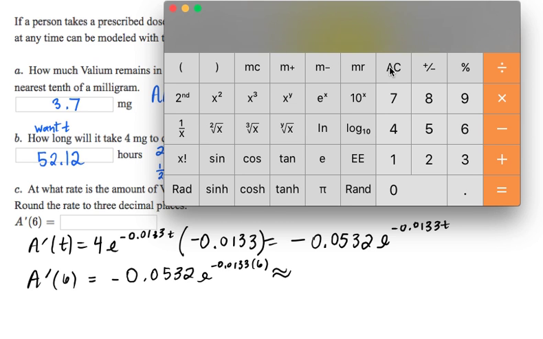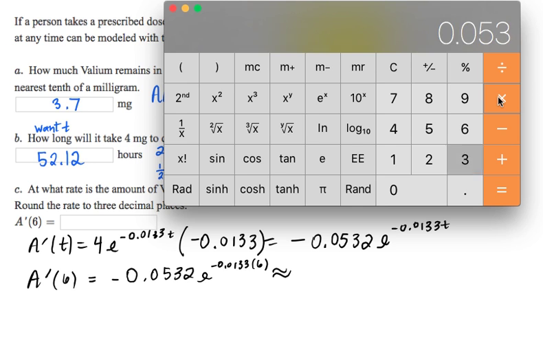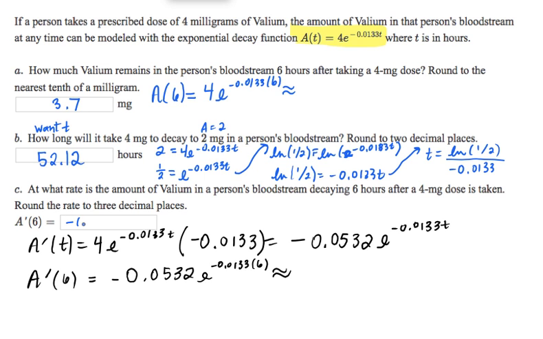Okay, so first we're going to multiply 6 times that exponent. We're going to do 6 times 0.0133. We'll make that number negative. That is the exponent to e, so now I'm going to hit the e to the x button and multiply times 0.0532, which is also negative. So we get negative 0.04119, and we're rounding the rate to 3 decimal places, so negative 0.049 it looks like. And that's it on this problem.